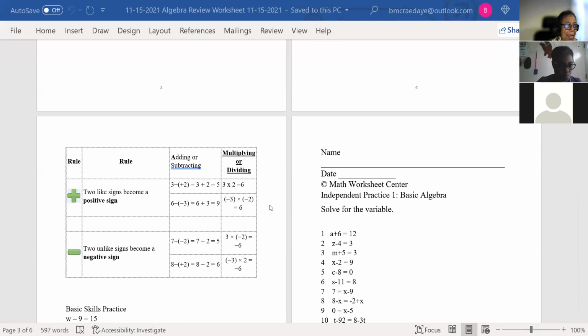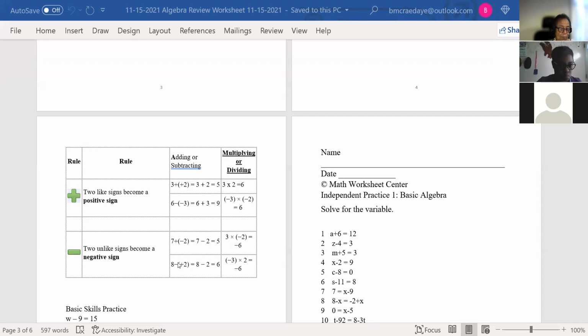Now, when you're multiplying or dividing, two like signs give you positive, and that means a plus 3 times a plus 2 gives you a plus 6. If you had a minus 3 times a minus 2, those are like signs, that gives you a plus 6. Two unlike signs become negative. So if you add a plus and a minus, this plus minus is a minus, and 7 minus 2 is 5.